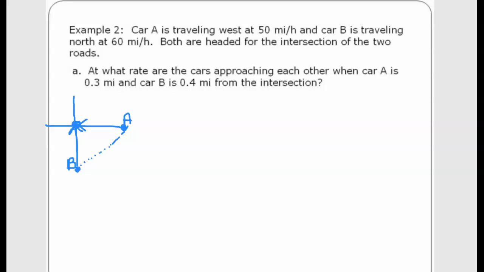So if car A is traveling west and going to the point, that means dA/dt is negative 50. Car B is going to that point, its dB/dt is negative 60. C is the distance between them. That's what we're looking for. We want to know, how is this distance between them changing as they get closer and closer to the intersection?